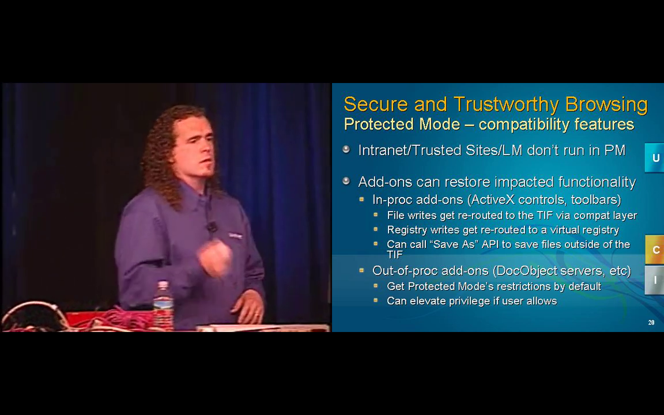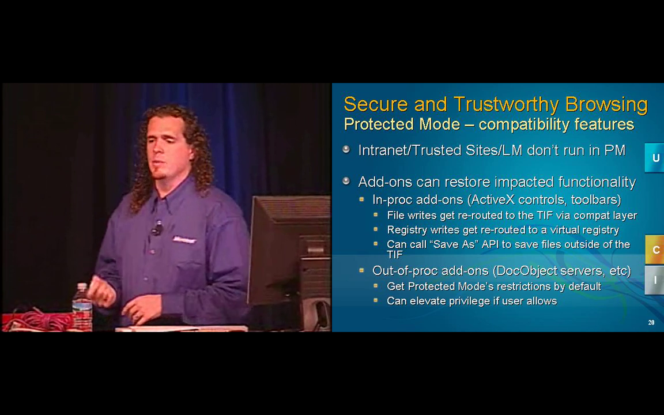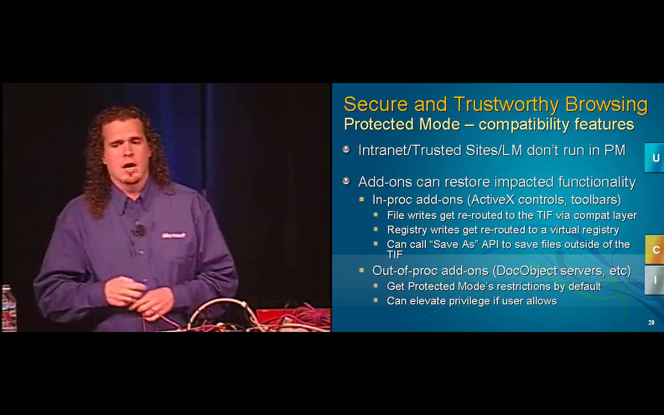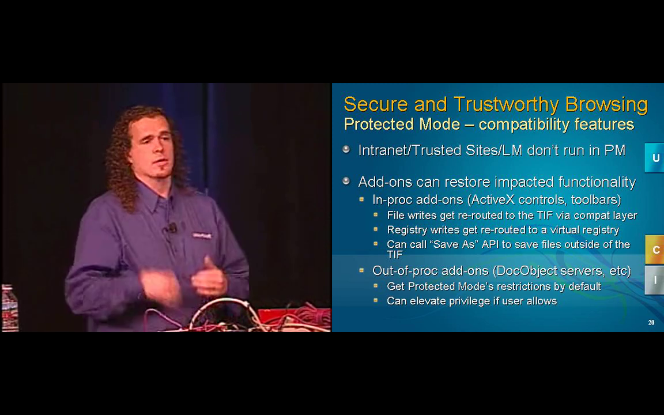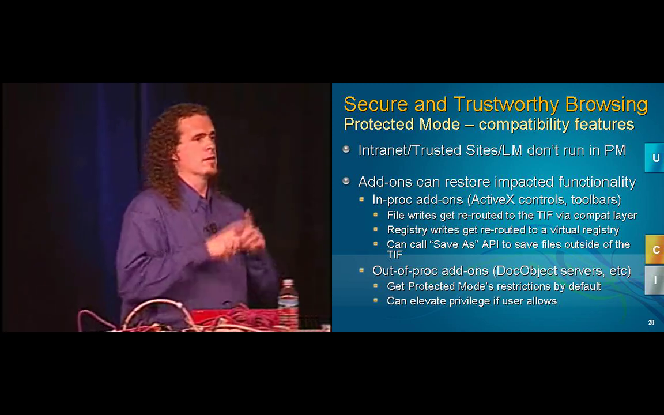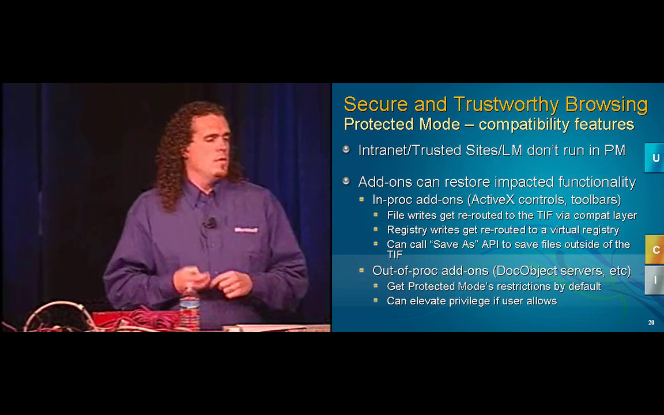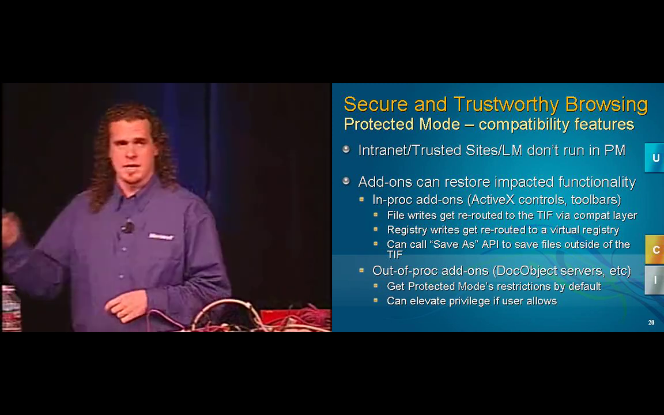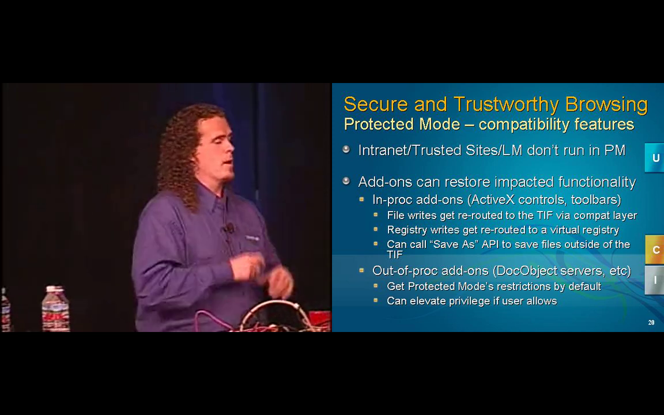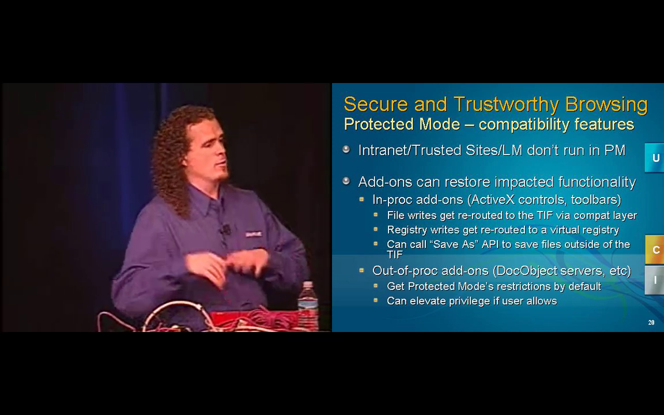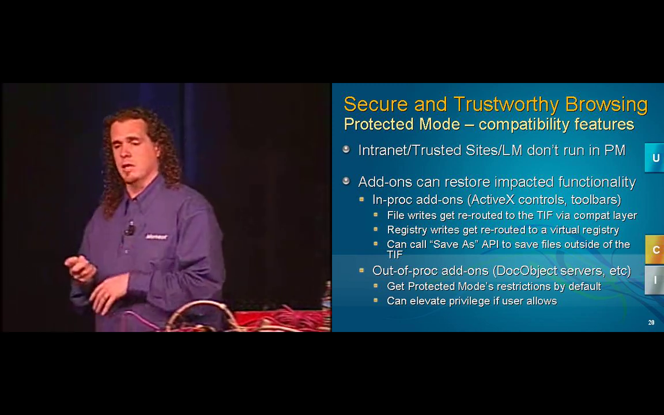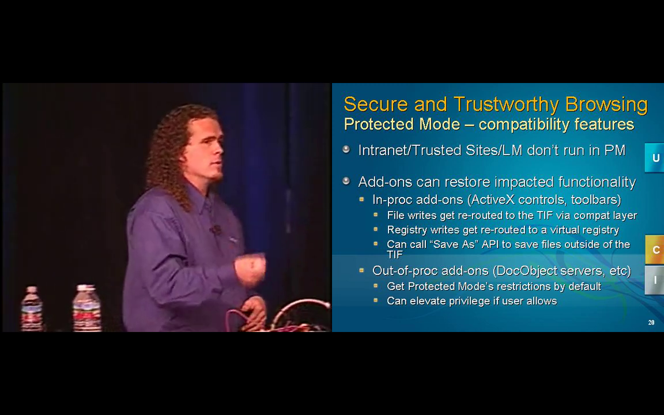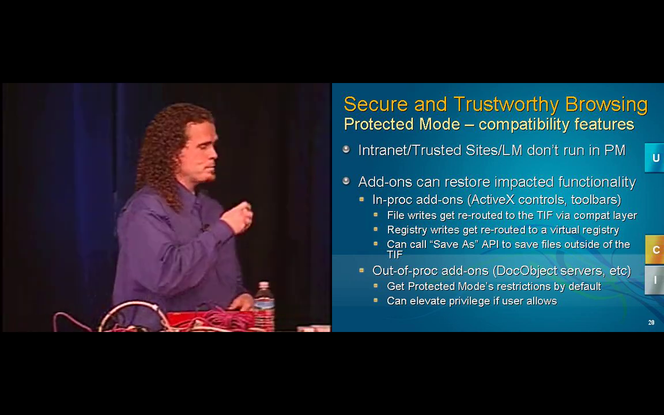And finally, of course, add-ons can call the Save As API to save files outside of temporary internet files. Now, for out-of-process add-ons, primarily doc-obj servers, so things that plug into the primary frame of IE, these do get protected mode restrictions by default. By default, they do run in protected mode and have these restrictions about where they can write, but they don't get the automatic rerouting of file writes and registry key writes. However, they can elevate privilege if the user allows. They can ask to be elevated to a higher integrity level.